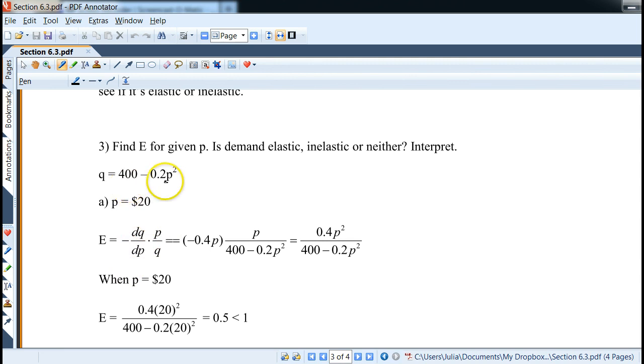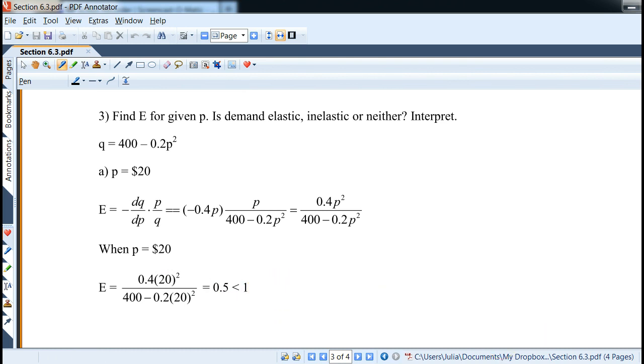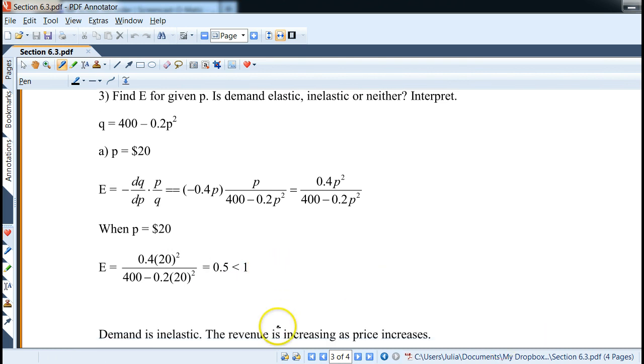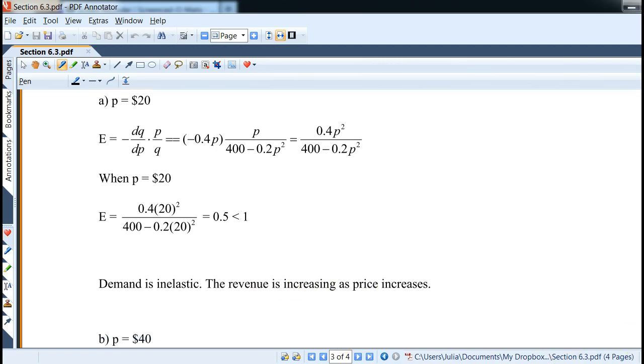So note how we calculate it. The derivative in this case would be negative 0.4 P. This should be a negative actually. So the negatives cancel, and you'll get 0.4 P squared over 400 minus 0.2 P squared. If you plug in P equals 20, what I got was 0.5, so that's less than 1. So what does that mean? If you recall, the demand is inelastic and the revenue is still increasing as price increases. So the price is a little too low. You can still increase your revenue.